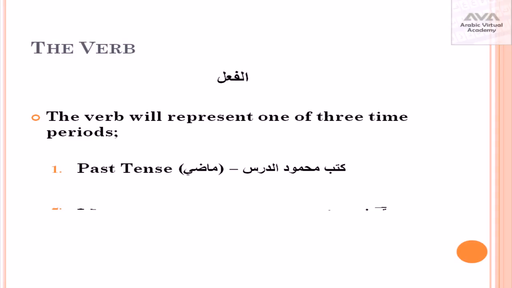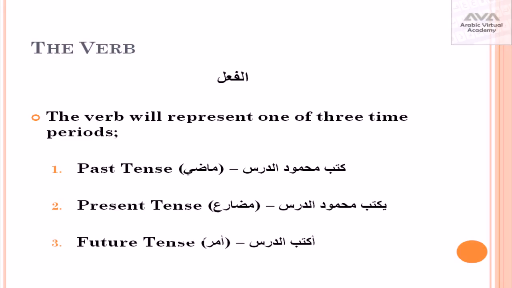Then you also have the chance that the fi'l is going to be mudari', or a present tense verb. This you see in the second sentence on the screen: يكتب محمود الدرس. Yaktub Mahmud ad-dars means that Mahmud is writing the lesson. This word yaktub, the underlined word, is the fi'l al-mudari'.